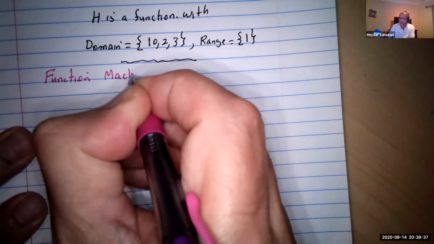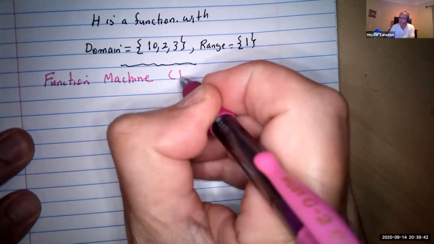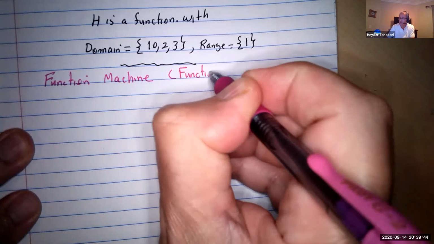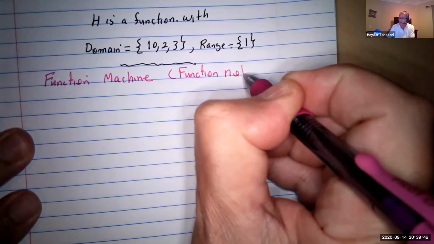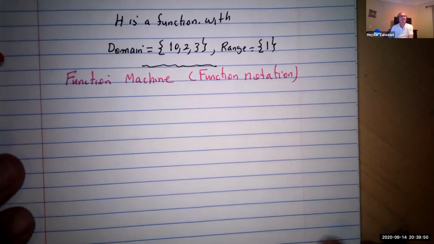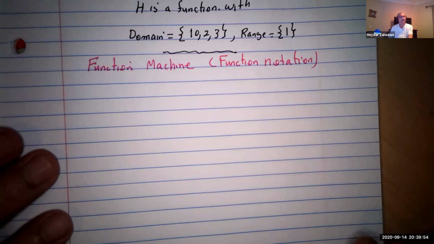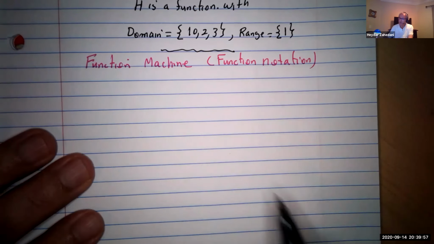Okay, function machine or function notation if you like. Function notation. Okay, what we are going to do, remember, the function is the relationship between x and the y. So where is the function coming in, you see?